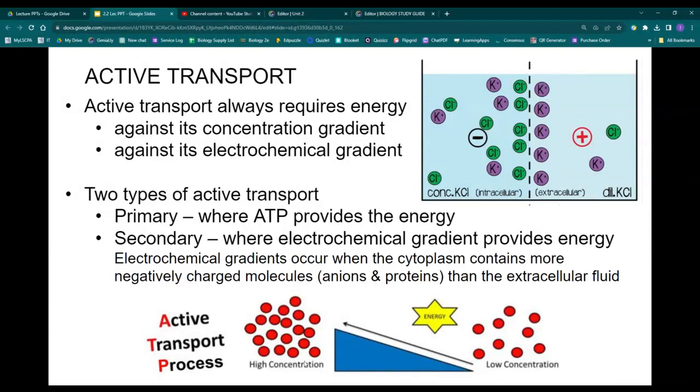Or we can go against the concentration gradient, where we're going from an area of low concentration to an area of high concentration. And in this case, that takes energy in the form of ATP. This is called primary active transport because we use ATP. Secondary active transport is going to use an electrochemical gradient kind of like this to do a job. But it's called secondary active transport because they had to do this first, and we'll go over an example of that in a second.